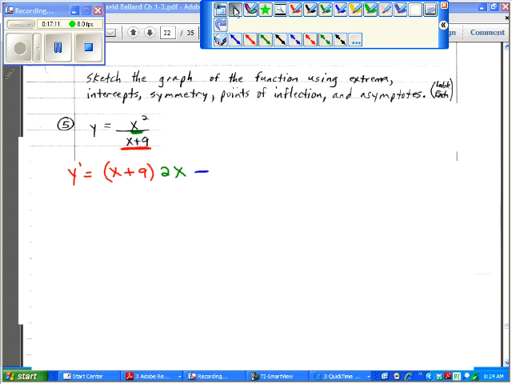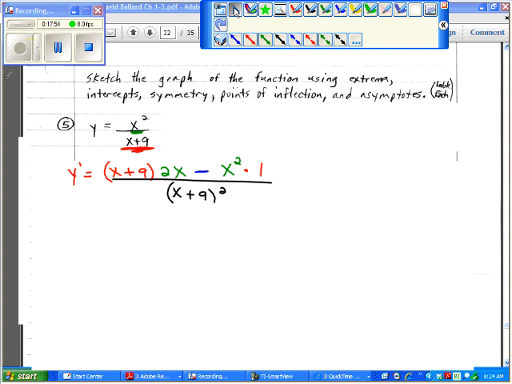Quotient rule: denominator, x plus 9, times the derivative of the numerator, 2x, minus numerator, x squared, times the derivative of the denominator, which is 1, over the denominator, x plus 9 quantity squared. Okay. Denominator times derivative of numerator minus numerator times derivative of denominator, over denominator squared.